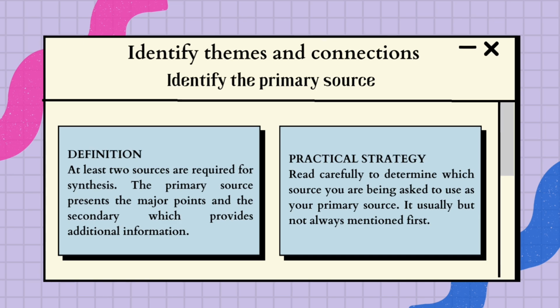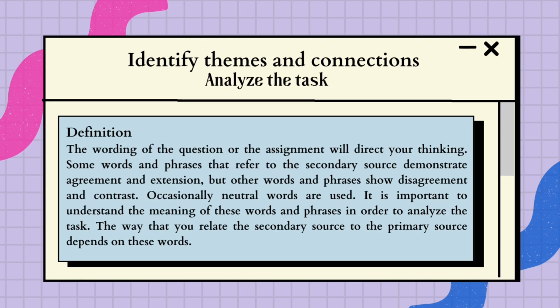1. Identify the primary source. You need to have at least two sources for synthesis. The primary source presents the major points, and the secondary provides the additional information. Practical strategy: read carefully to determine which source you are being asked to use as your primary source. It is usually, but not always, mentioned first. Second, analyze the task. The wording of the question or the assignment will direct your thinking.